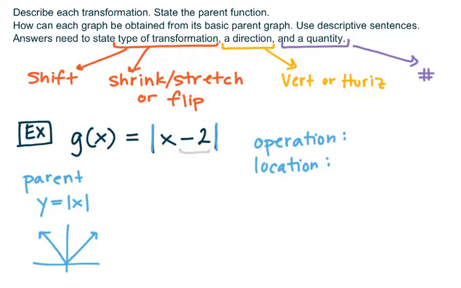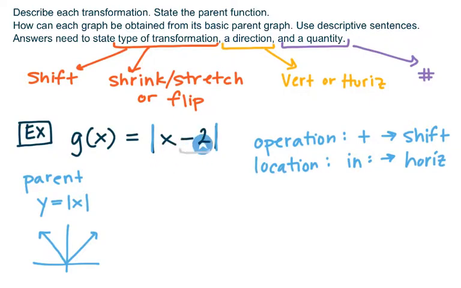Again, we want to think about the operation and the location. Because this is added or subtracted, but it's added, we say we have a shift. And because it is inside those bars, we know that this is going to be a horizontal shift. And we just need to remember that a horizontal shift, anything horizontal, it's always going to do the opposite of what it looks like.